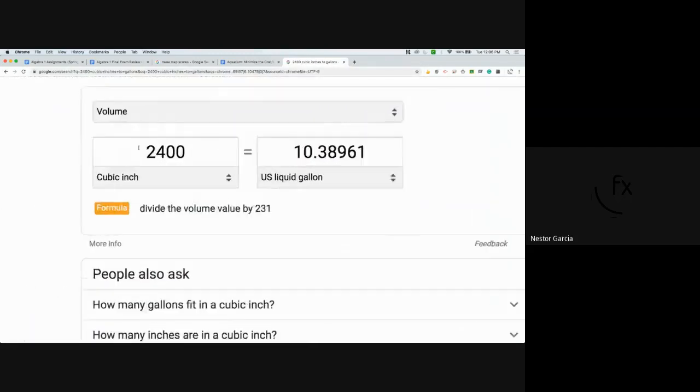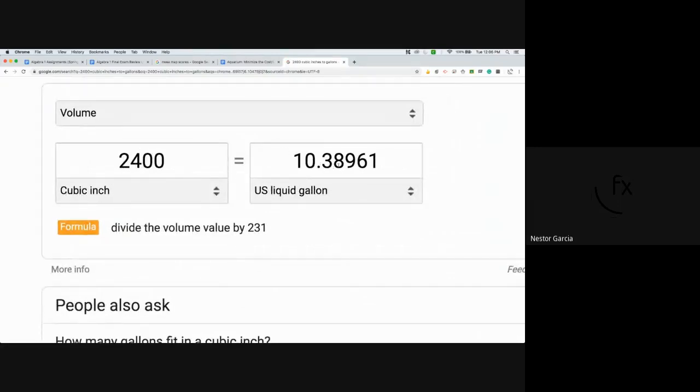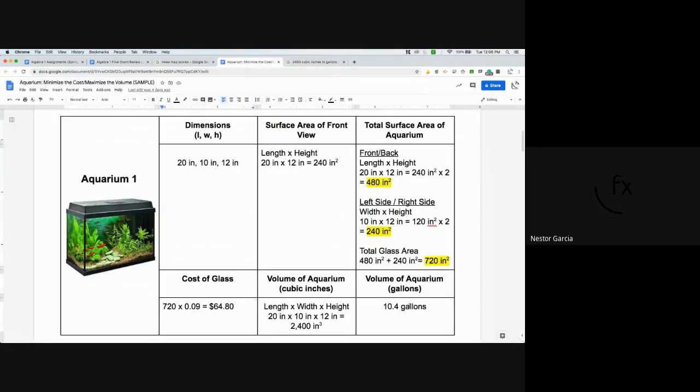Notice the result we are given is 10.38961 gallons. We round to the nearest tenth, so one number after the decimal. That 8 bumps the 3 up to a 4. Therefore, we end up with 10.4 gallons.